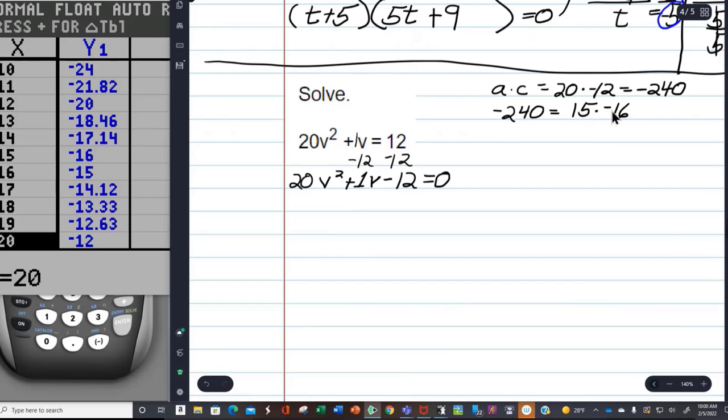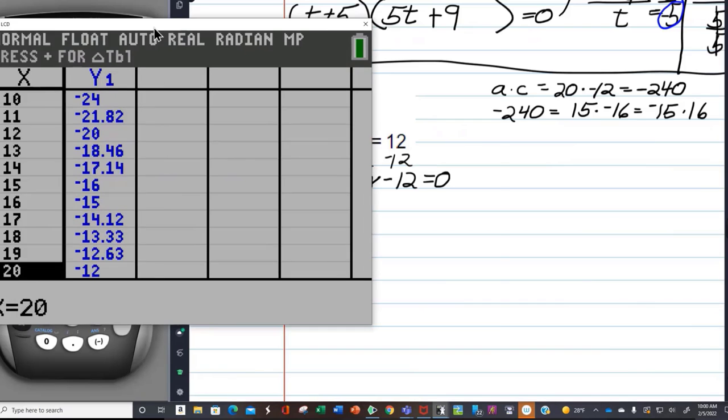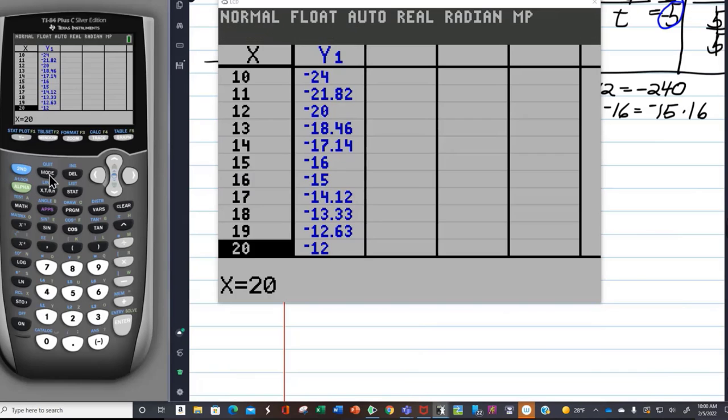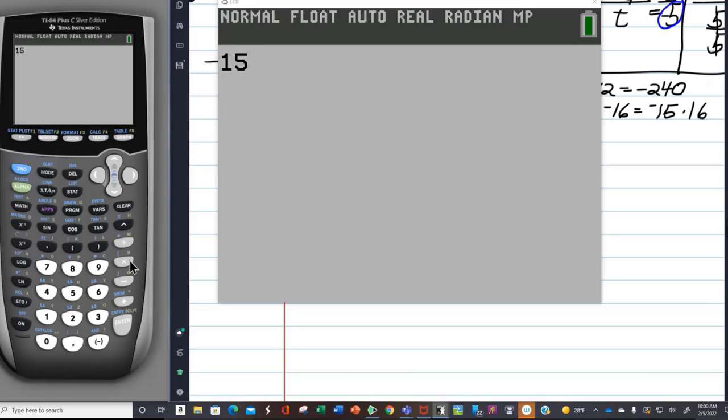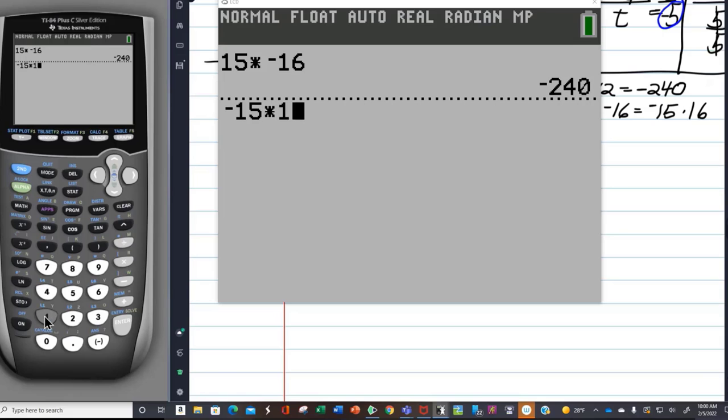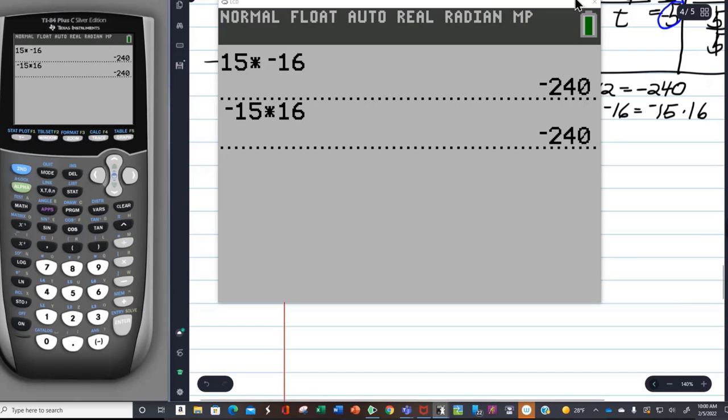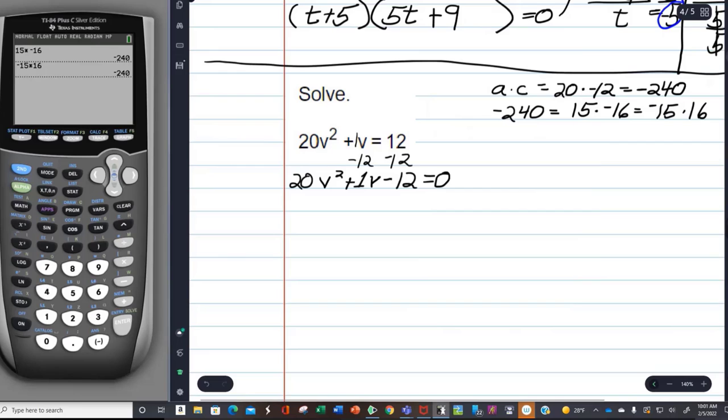Because it's a negative number, positive times negative is negative, but that means it also equals negative 15 times 16. And from here, we don't need the calculator anymore. Except maybe, just maybe, you're like me and you don't really completely trust anything or anyone. So let's just make sure 15 times negative 16 is negative 240 and negative 15 times positive 16 is negative 240. Okay. We don't need the calculator anymore, I don't think.